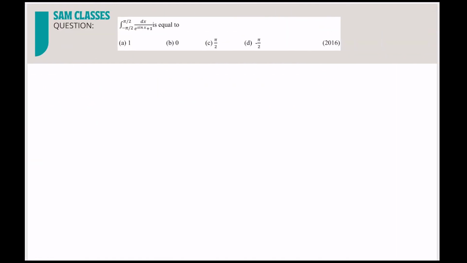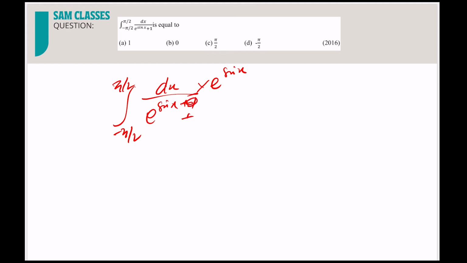Now let's see the next question. Minus pi by 2 to pi by 2, we have dx by e power sine x plus 1. Again, same thing, you don't have to do anything. Just divide or multiply top and bottom with e power sine x. This is plus here. So by e power sine x, what is the question? Dx by e power sine x. So it is positive. In that case, if it is positive, now let's see this question.